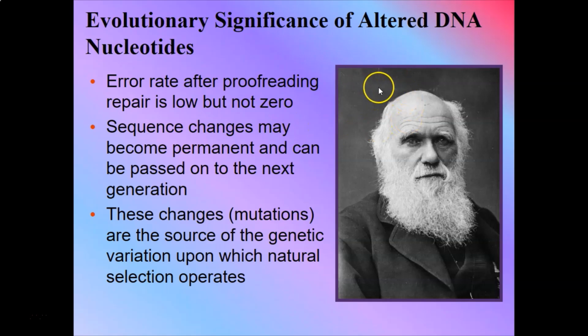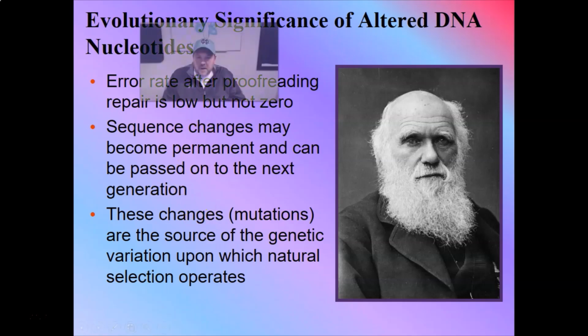And why do I have Chucky D here, Charles Darwin? Because thank goodness it's not zero, right? The reason that we're not amoebas right now, and the reason that we're these complex human beings, is because of mutations that have happened over a long time. So sequence changes may become permanent and can be passed on to the next generation. Sometimes mutations can be beneficial. They're the source of genetic variation on which all natural selection operates.